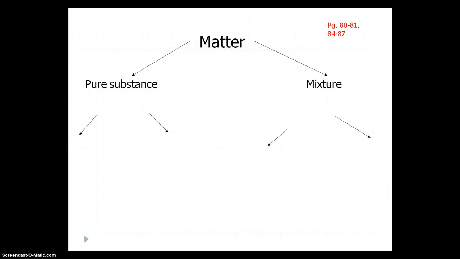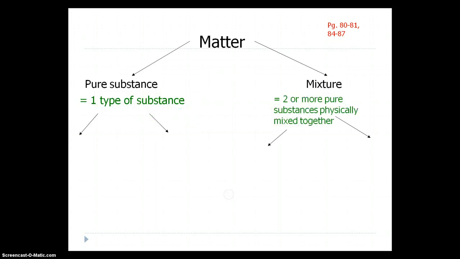So taking a look at a pure substance. A pure substance is one type of substance, and that differs from a mixture, which is two or more pure substances which are physically mixed together. I'm going to stick to the pure side here for a little bit, which has one type of substance, and we're going to look at the differences between an element and a compound, both of which are a pure substance, but they're entirely different types of pure substance.